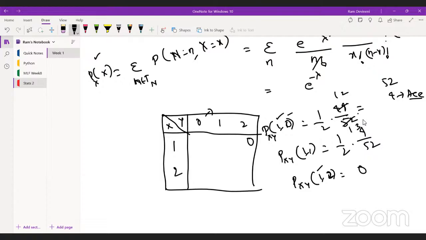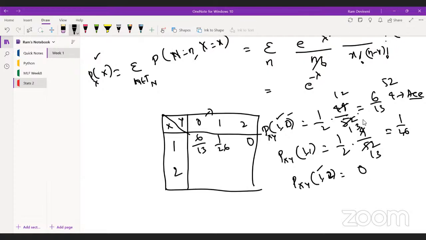Am I correct here? 13. Yeah, correct. So this is going to be 6 by 13. For 1 comma 1, it's going to be 1 by 26.